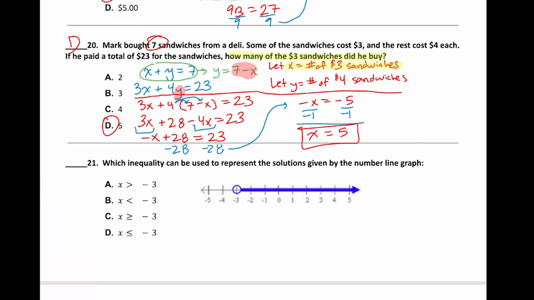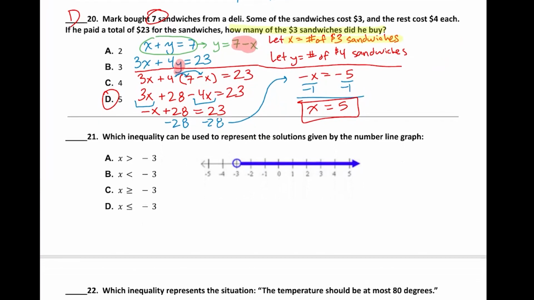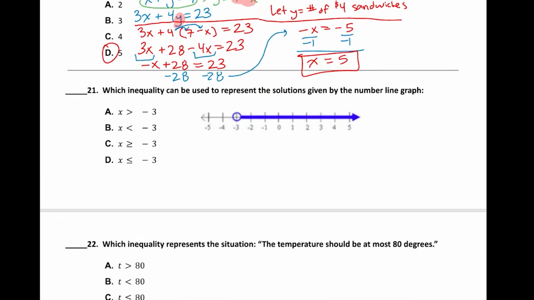Okay, number 21, we're moving on to inequalities. So it says which inequality can be used to represent the solutions given by the number line graph. And this is going to be pretty straightforward. There's nothing to solve here. You see the arrow going to the right. That means our solution set will contain numbers that are bigger than negative 3. So that's going to narrow us down to A and C.